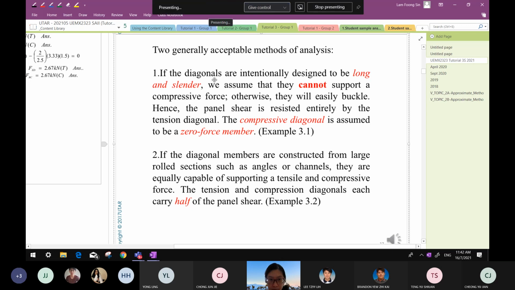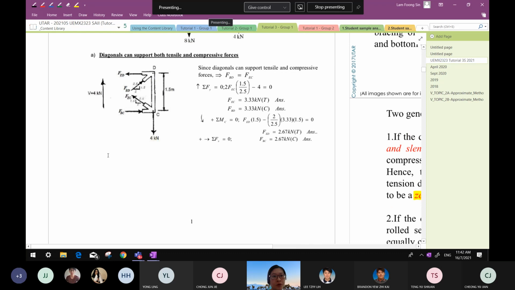Okay, so, one, assuming the compression diagonal will buckle, so we assume it's broken and it's not going to take forces. That's why, from your lecture notes, the compression diagonal has zero force. We assume it is not taking part in the load resisting system, so we take out one of the unknowns. So now we have three unknowns.